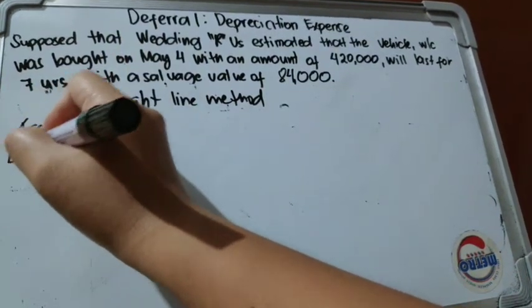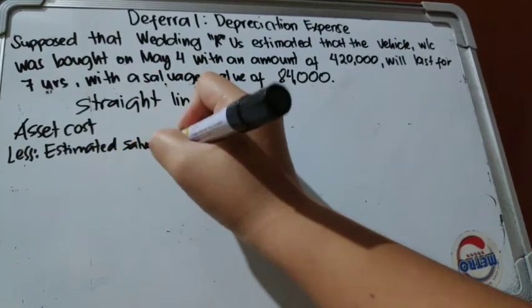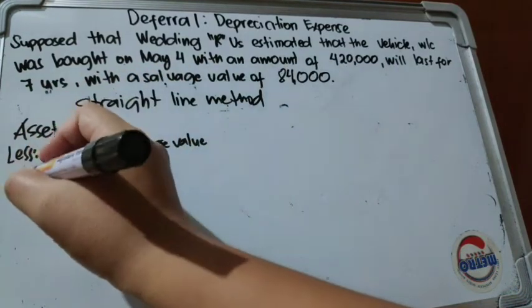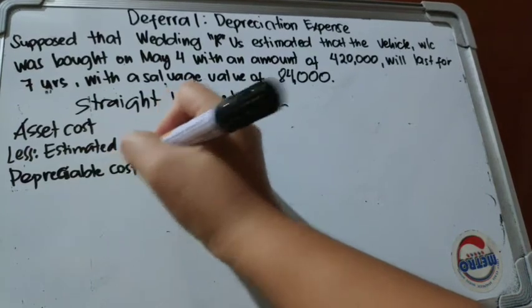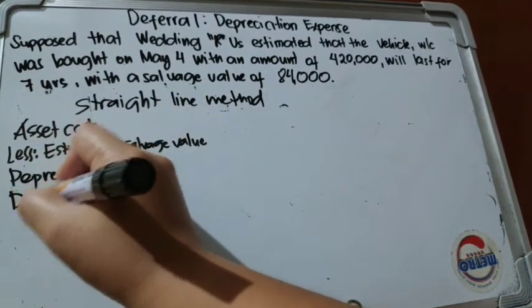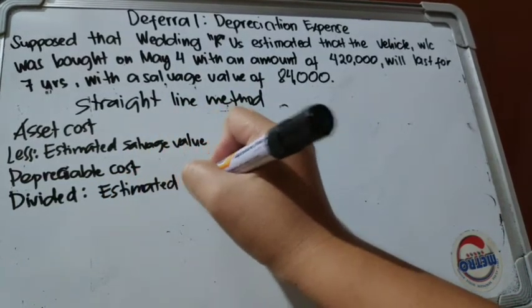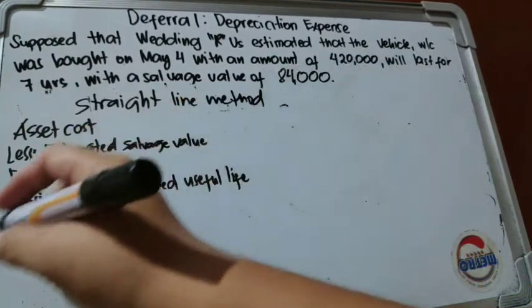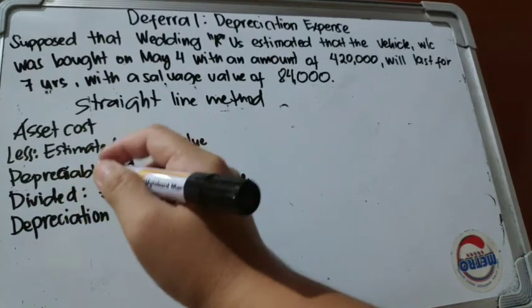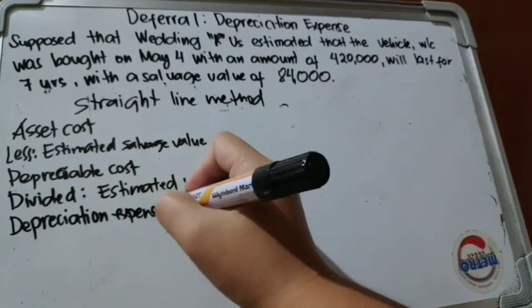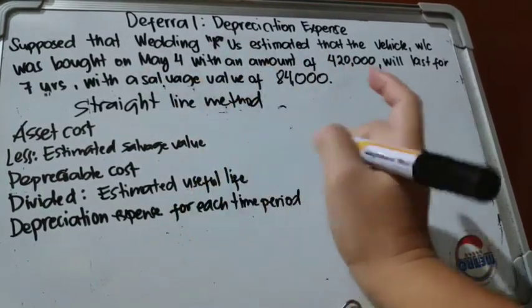and then less estimated salvage value, and then ang makukuha mo niyan is the depreciable cost, and then the depreciable cost, you will divide it by the estimated useful life, and then from that you will get the depreciation expense for each time period. Okay, malalaman nyo lang yan yung process pag nag-solve na tayo.